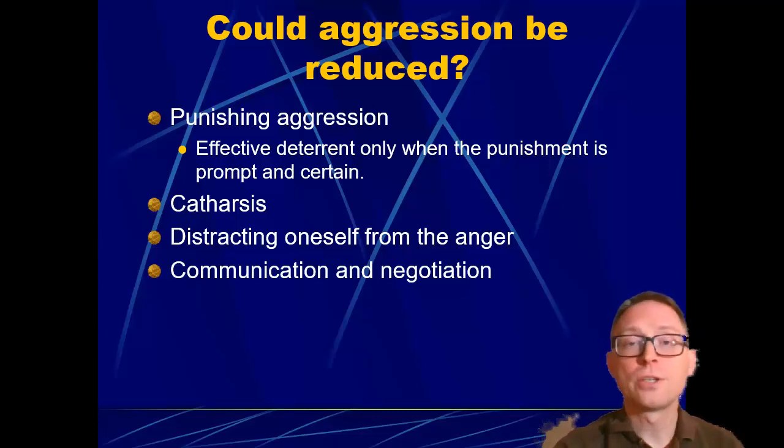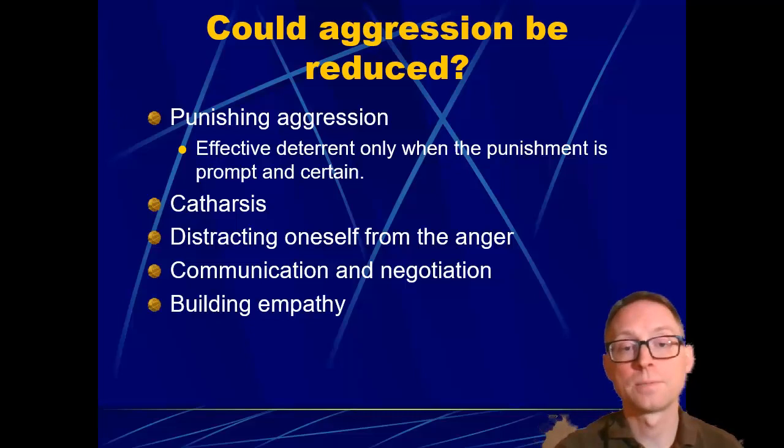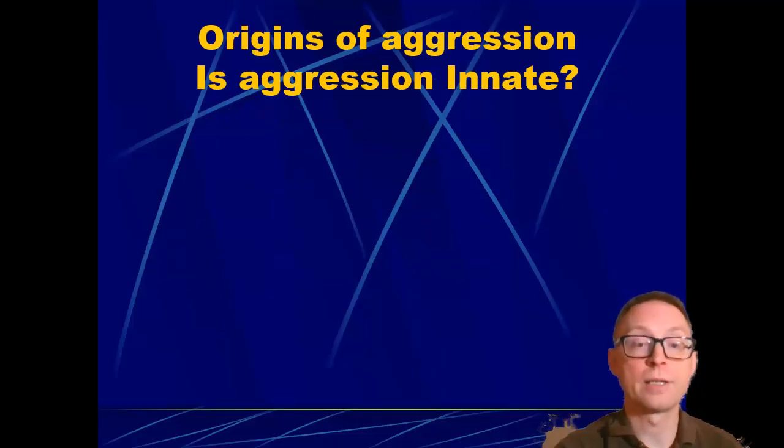Communication and negotiation are just much more effective at getting things done than aggression. So the more effective you are at communicating and negotiating, the less likely you are to resort to aggression. When you can build empathy, you can also act more pro-socially and be less aggressive towards other people. So if you can put yourself in their point of view, mentally or emotionally, then you're much less likely to be aggressive.